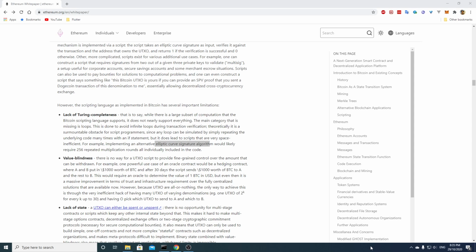Yeah, but that's unrelated to Bitcoin. However, because UTXOs are all or nothing, the only way to achieve this is through the very inefficient hack of having many UTXOs of varying denomination. I see.